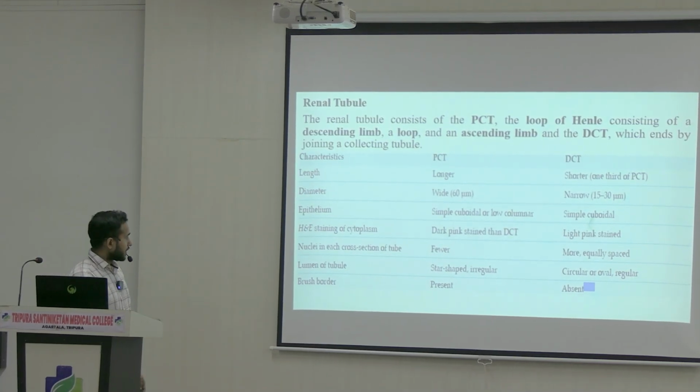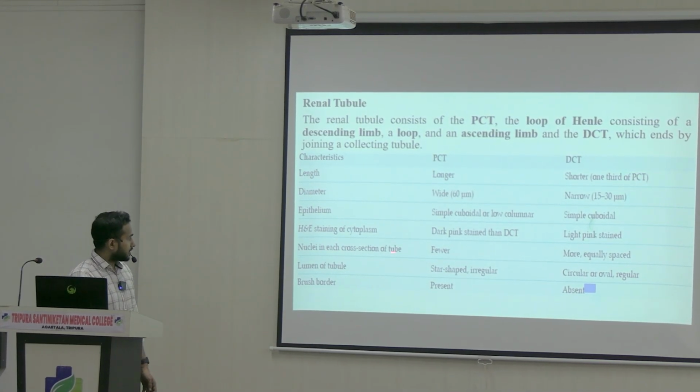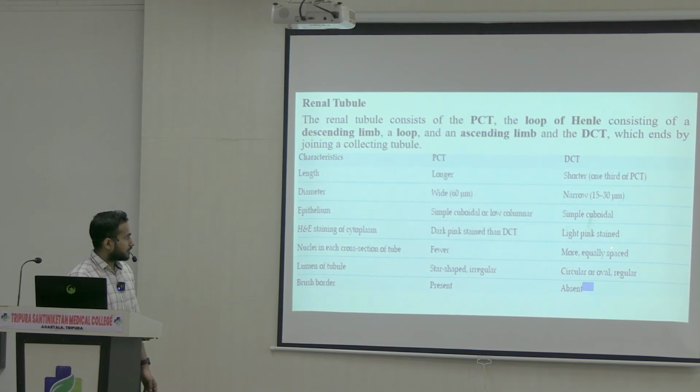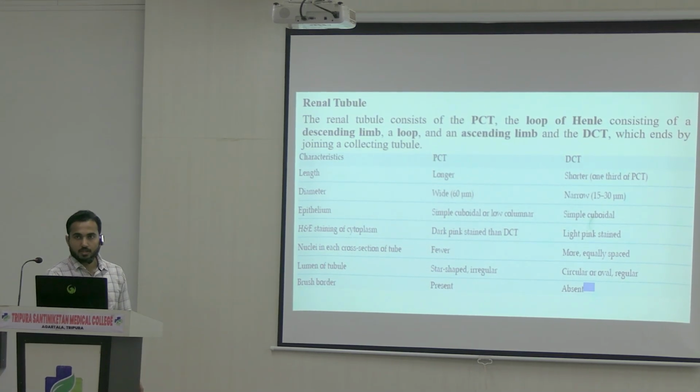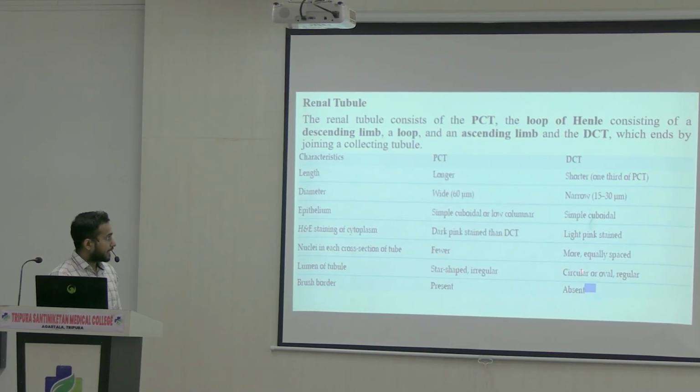Okay. Next, if you see the nuclei in cross section of the tubule, it is fewer, more equally spaced. Next, if you see the lumen of the PCT, it is star shaped, irregular. In case of DCT, it is circular, oval or regular. Okay. Now, the cells which are present inside the PCT and DCT, a difference is there. What is the difference?